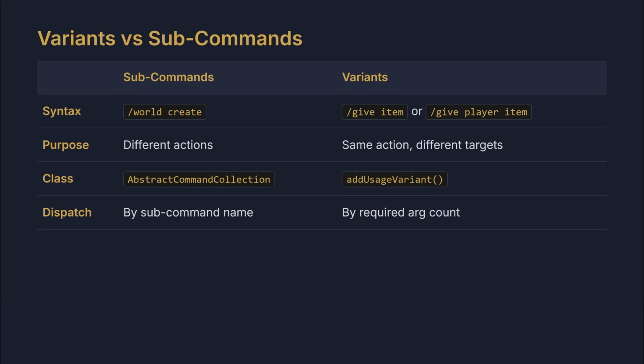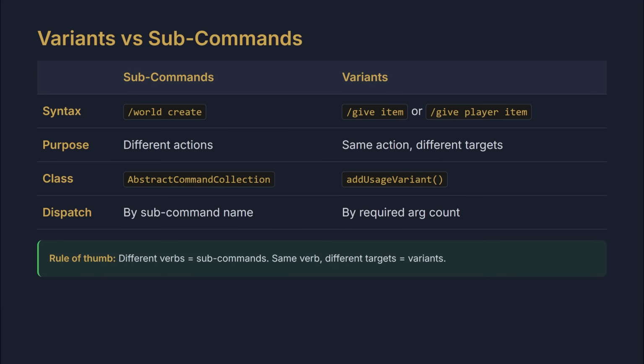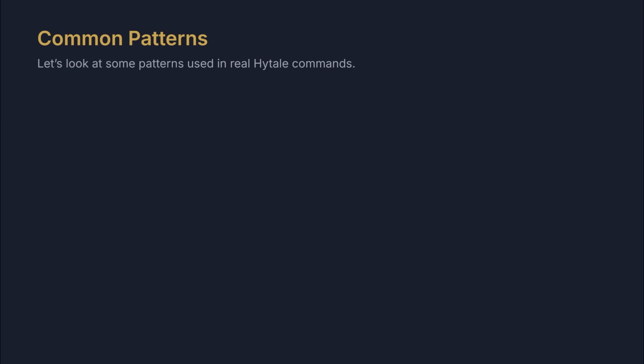So the purpose of subcommands is different actions, whereas in variants we want, for example, the same action but for different targets. We use different classes and we dispatch them either by the subcommand name or by the required arguments count. So if we have different verbs, we would use subcommands. If we have the same verb and different targets, we would use variants. So for the last bit of this video, let's look at some patterns used in real Hytale commands.